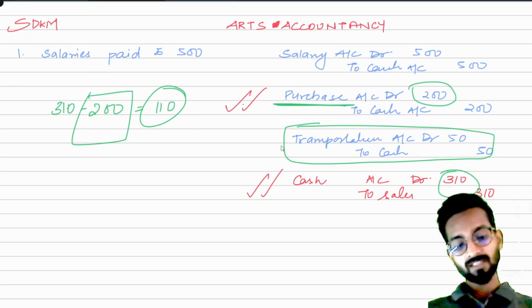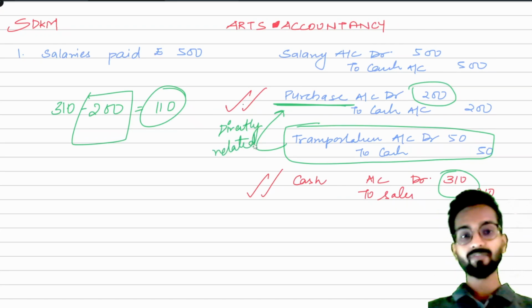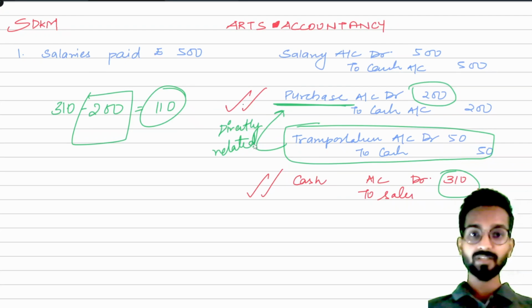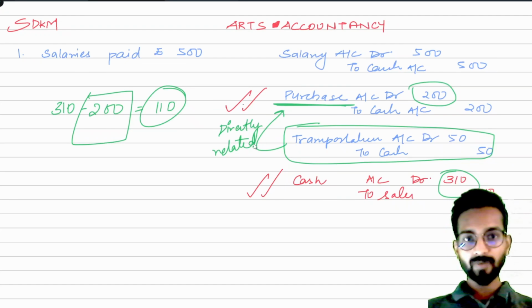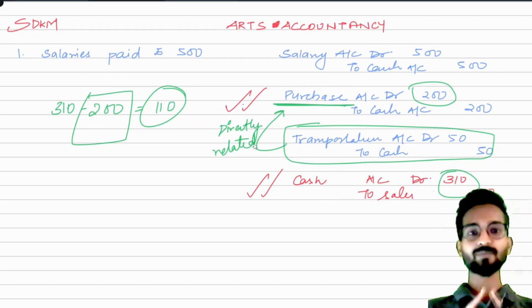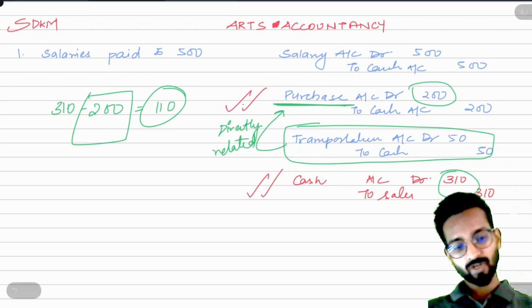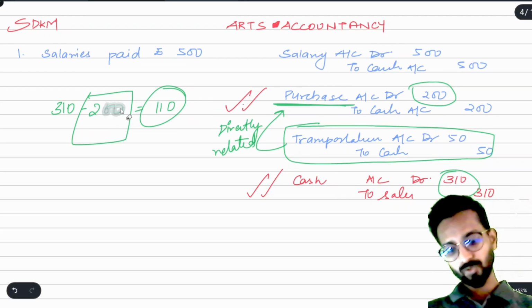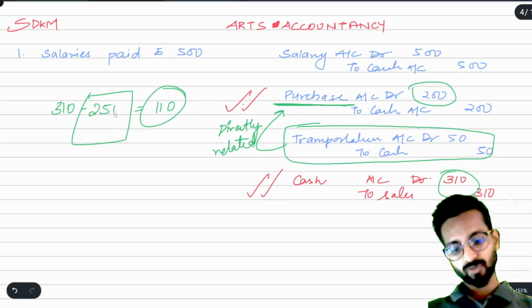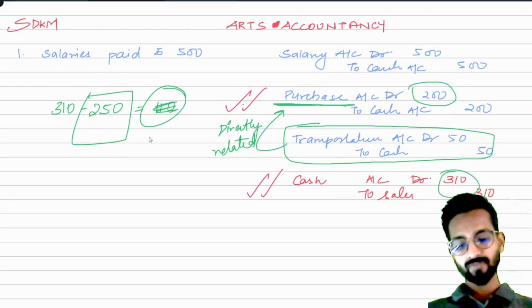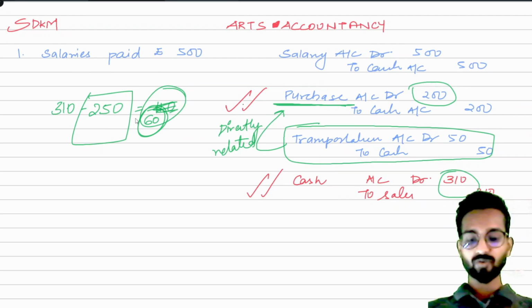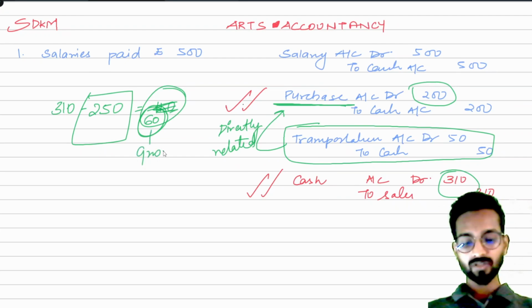So I can say this transportation expense was directly related with the purchase of goods. Simple. It means, sir, you want to say whatever expenses are directly related with the goods should be added to the goods cost only. Very good. That is absolutely correct. So it will not be 200 rupees, but 250, because the goods cost was 200 and transportation is 50. So 310 minus 250, my profit is 60 rupees, and that profit is called gross profit.